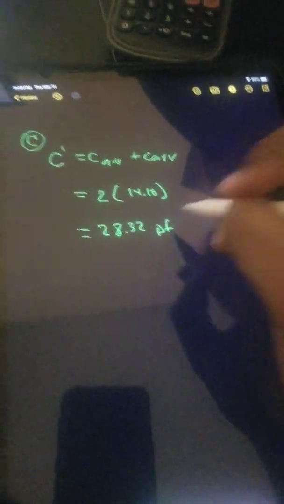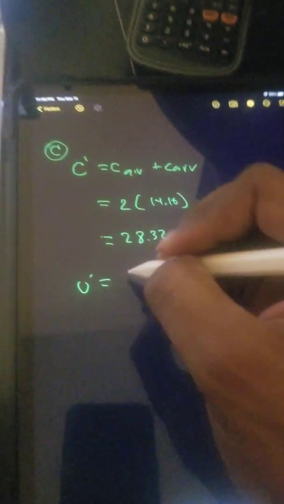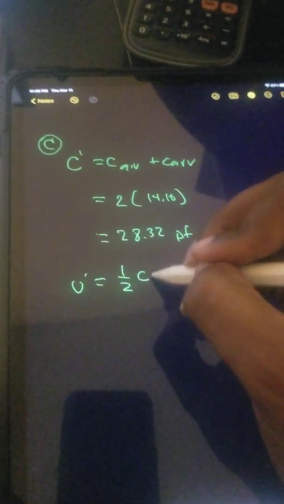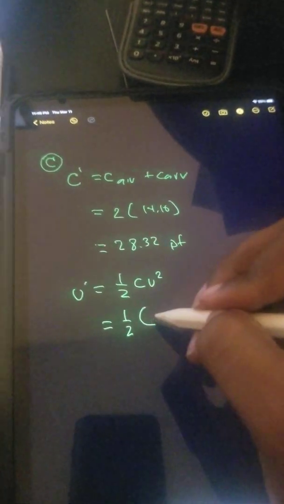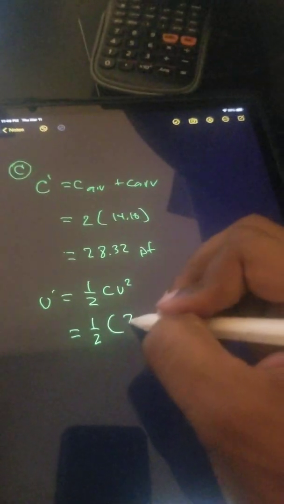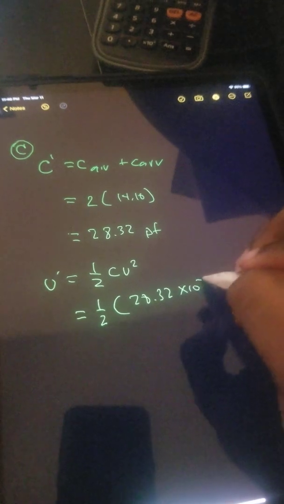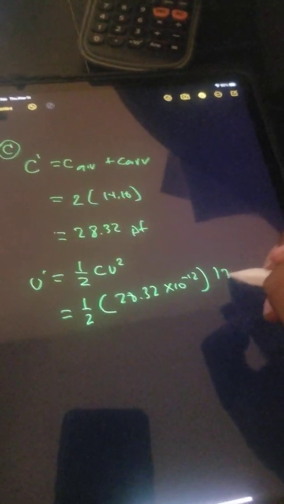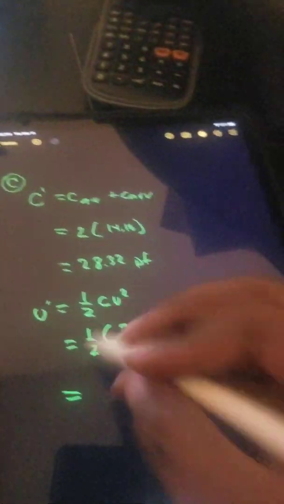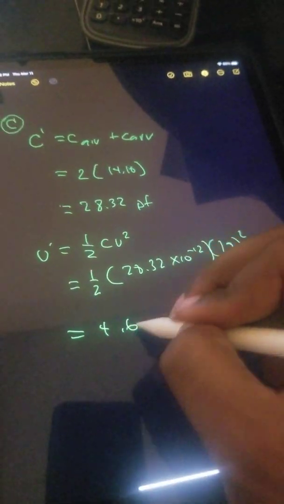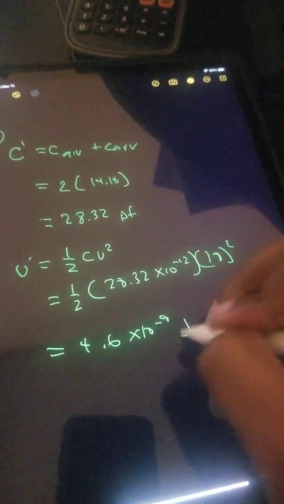28.32 picofarads. And then the energy stored will be our new energy, U prime, is equal to 1/2 CV squared, which is equal to 1/2 times 28.32 from above here, 28.32 times 10 to the negative 12, times 18 squared for our volts. And our new answer for C is going to be 4.6 times 10 to the negative 9th joules. And that's it.